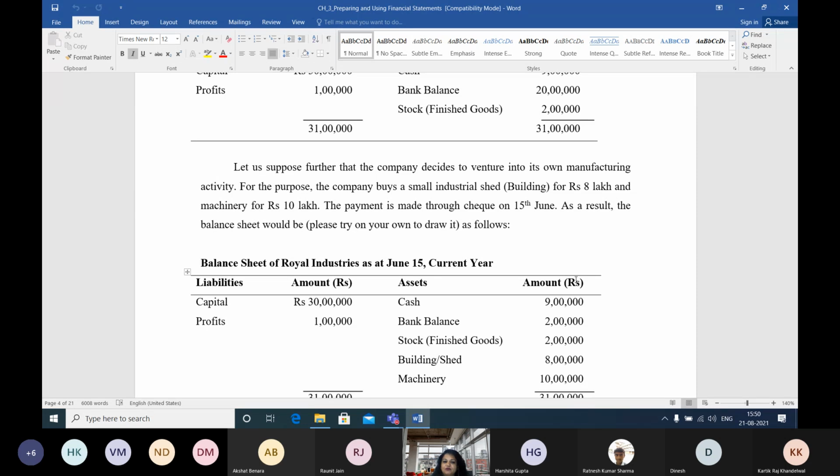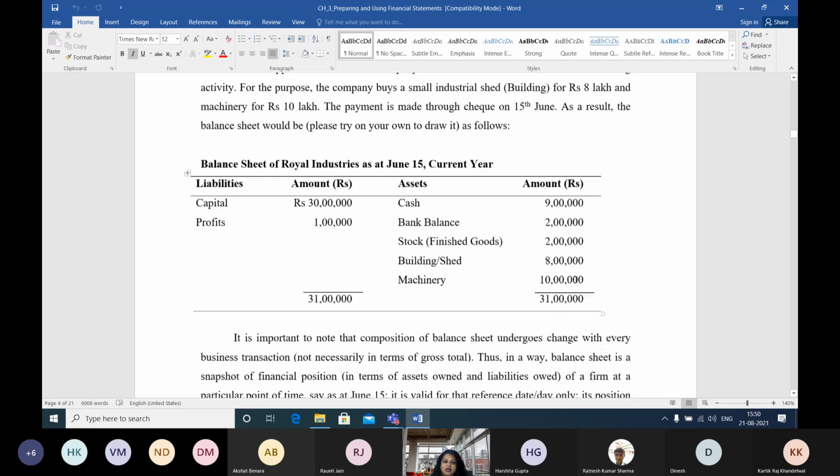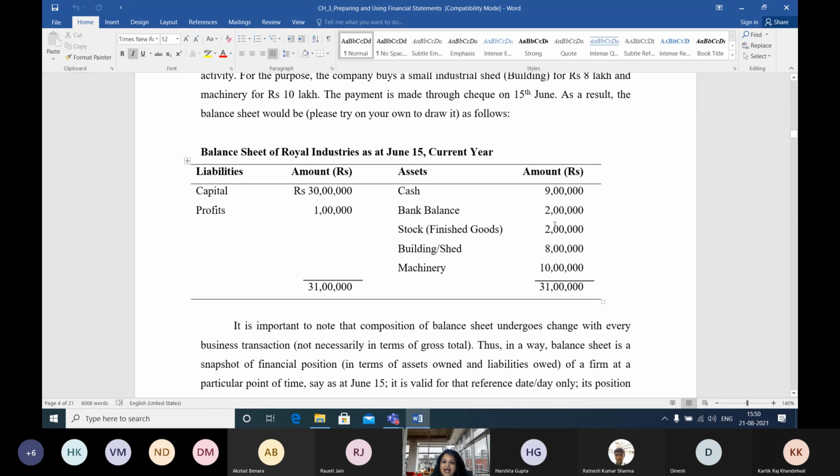As a result, the balance sheet would be, please try to draw your own as follows. So I would again encourage you students, because this is a virtual class, so I cannot see what you're doing on the other side, but if you can, please keep drawing these balance sheets as we do them in class. The more practice you have, the better you will be at it. Instead of just listening to it and reading it, please try and do it yourself. Okay. So here again, you see that the bank balance has now reduced to 2 lakhs, and by paying through the bank, we have bought a building or shed for 8 lakhs and we bought machinery worth 10 lakhs. Again, the balance sheet totals are tallying.